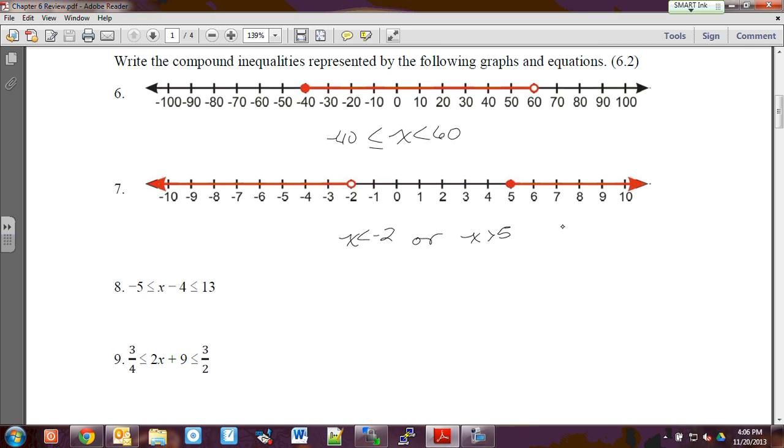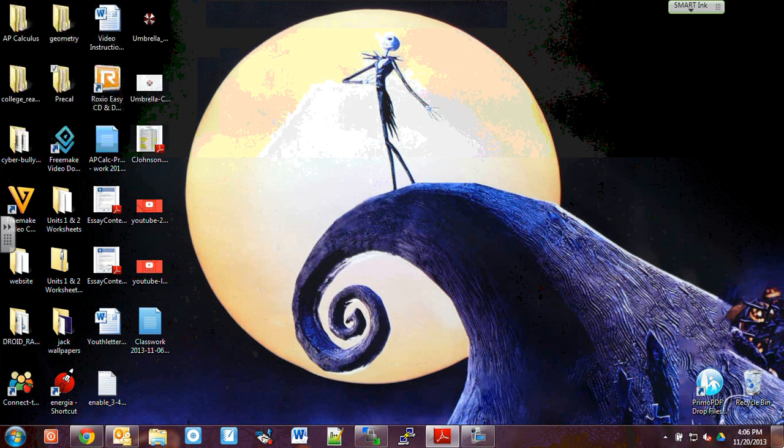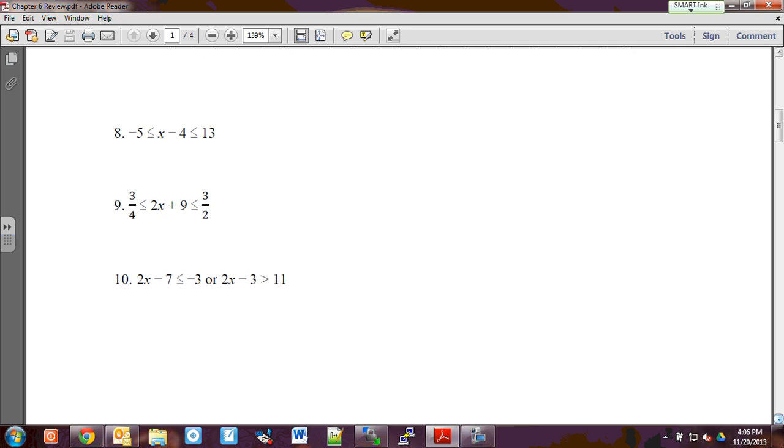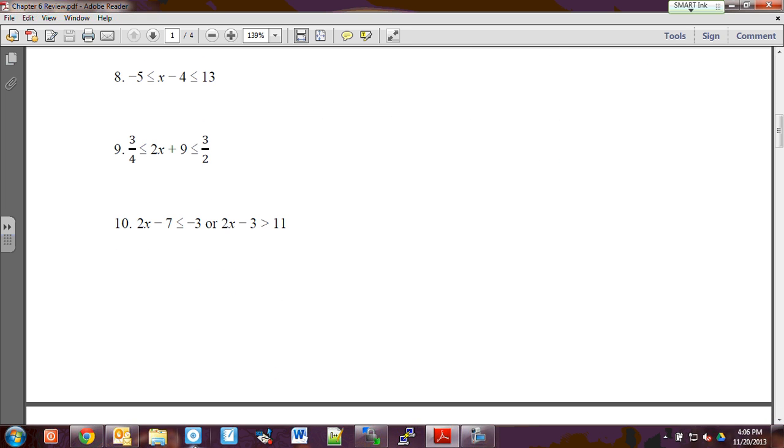Now for 8 and 9, they're what's called a double inequality. And number 10. So what you have to do is solve 2 inequalities to figure this out. What you do is you divide it at this inequality and you say negative 5 is less than or equal to x minus 4. Then you divide this inequality: x minus 4 is less than or equal to 13. And you solve both of these.